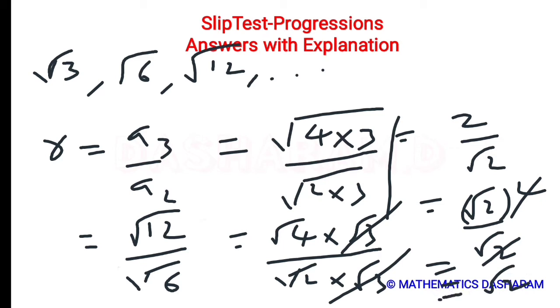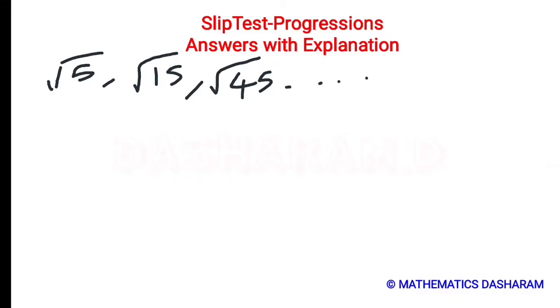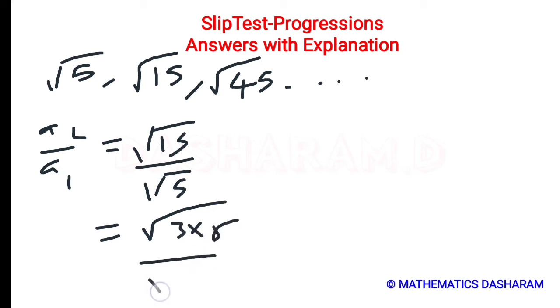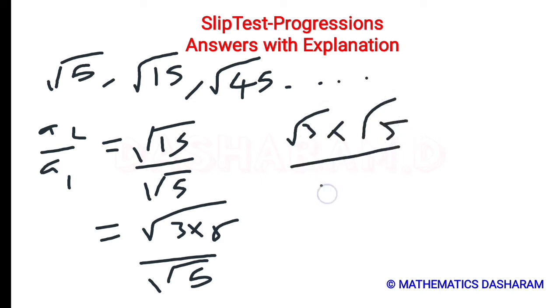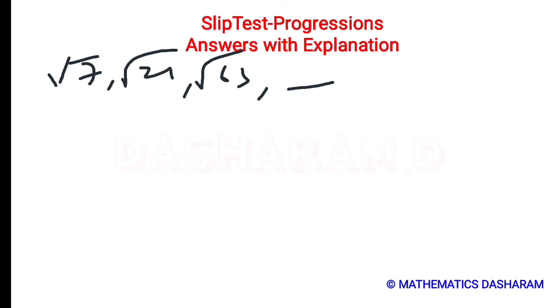In the two cases we got the same answer, so definitely option B contains the common ratio as root 2. Anyhow, let's verify the C option also. So A2 divided by A1 equals root 15 divided by root 5. Root 15 can be written as 3 5s are 15, divided by root 5. Now apply the root for 3 and for 5 individually, root 5. So here the ratio is root 3, so it does not contain root 2. Option C is wrong.